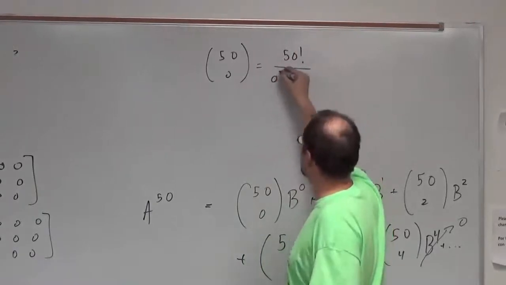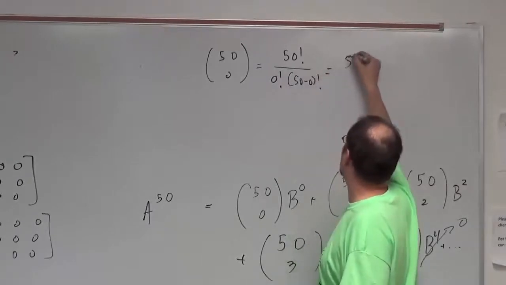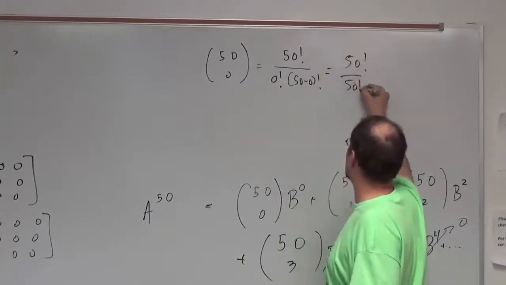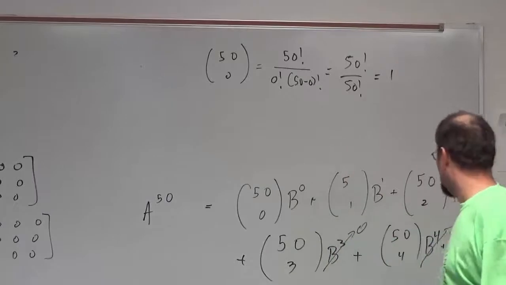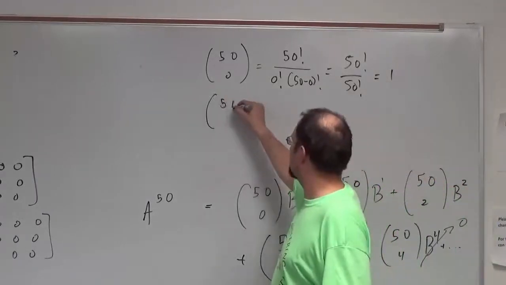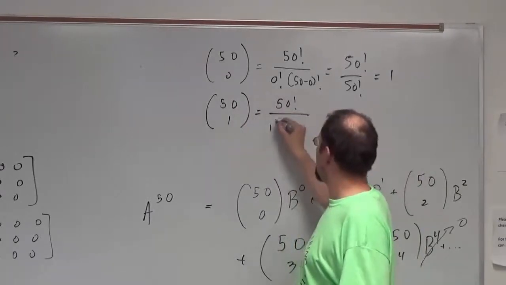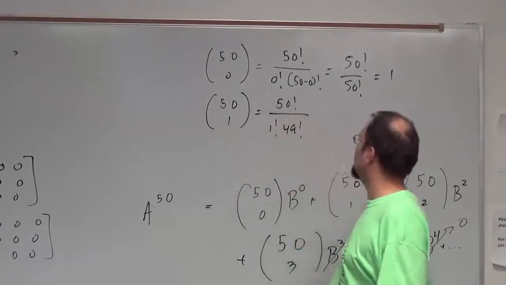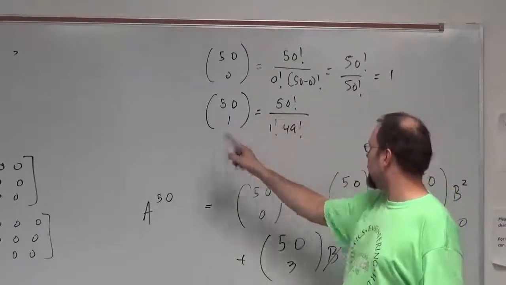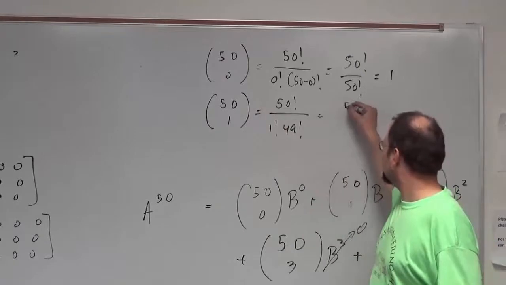It's defined to be 50 factorial divided by 0 factorial divided by (50 minus 0) factorial. Well, it's 50 factorial divided by 50 factorial. It's 1. And then 50 choose 1, that's going to be 50. Let's see why. So n factorial divided by k factorial divided by (n minus k) factorial.